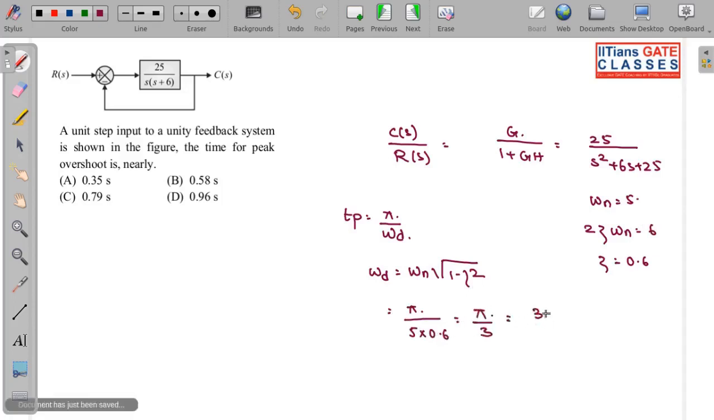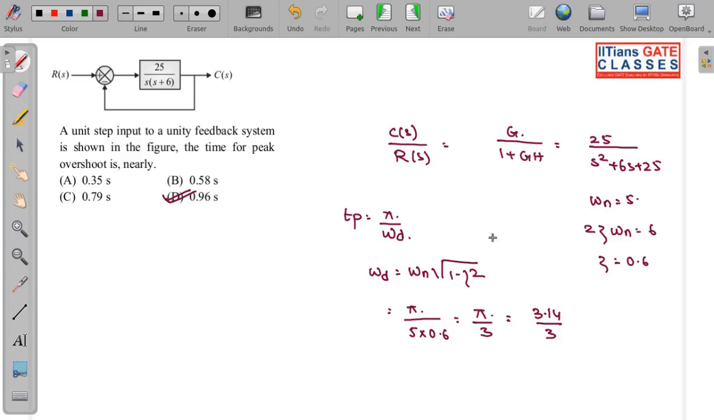So this will be 3.14 by 3. Approximately this will be equal to 1. So for a unit step input, the time for peak overshoot is nearly, so you are going to mark 0.96 second. Okay, 0.96 second is your correct answer for this question.